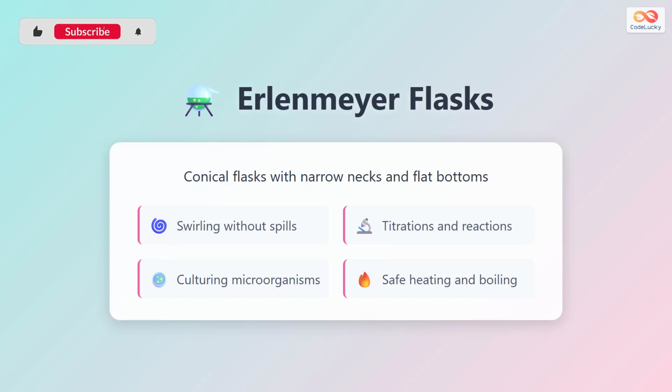Erlenmeyer flasks are commonly used in titrations, chemical reactions, and even culturing microorganisms. The narrow neck also makes them safer for heating and boiling, as it reduces the risk of dangerous splashes.